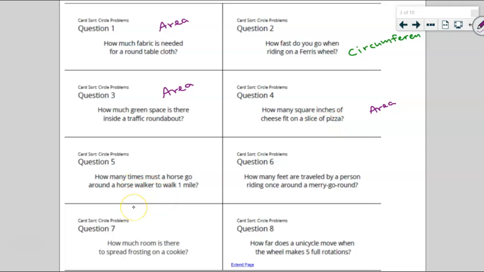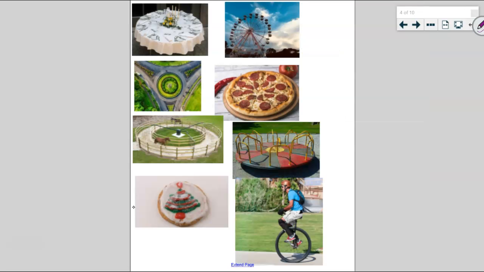Question 5, how many times must a horse go around a horse walker to walk 1 mile? Part of the reason why students in the past have struggled is because they don't know what a horse walker is. So here's some examples. You guys see this? A horse walker is literally a round thing. They've got these little pull leash things that kind of take them around.